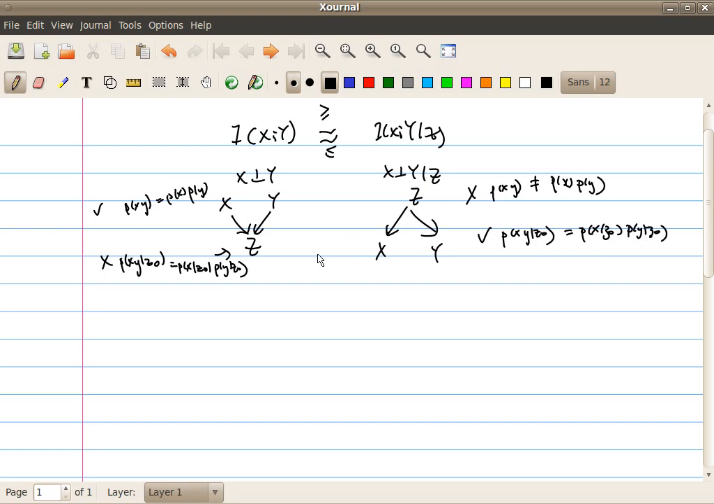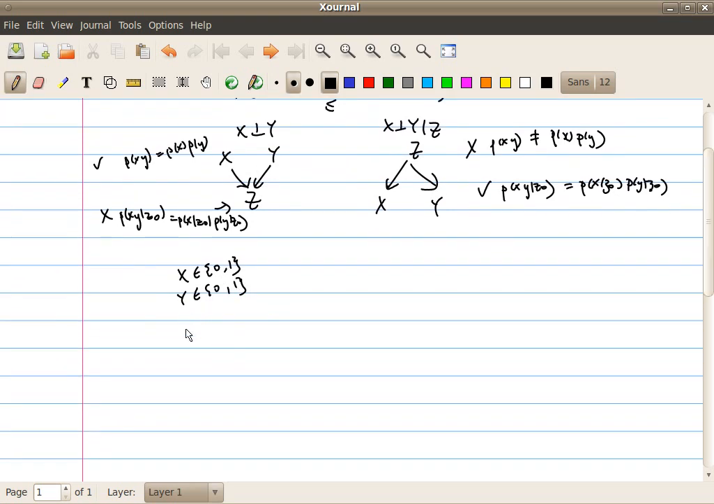Okay, let's try to give each of these one example here. How about we start with this one first? Let's say X is a binary random variable, 0 and 1, and Y is also a binary random variable, 0 and 1. Then let's say Z is just the bitwise addition of X and Y, and let's say X and Y are independent and equally probable. So the probability of 0 and 1 for each of these cases is 1/2.